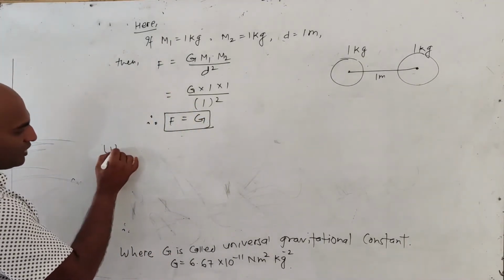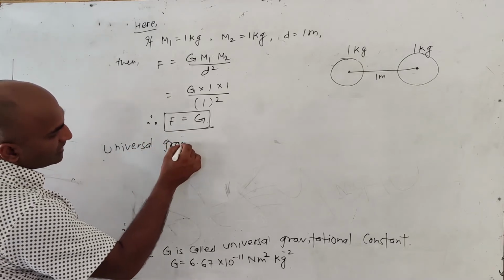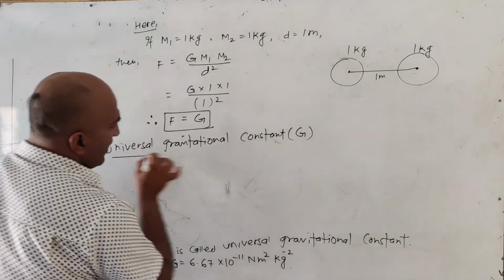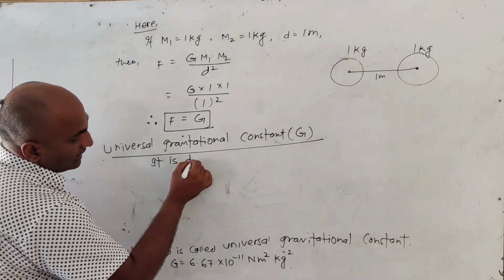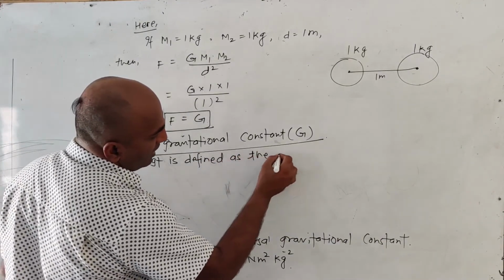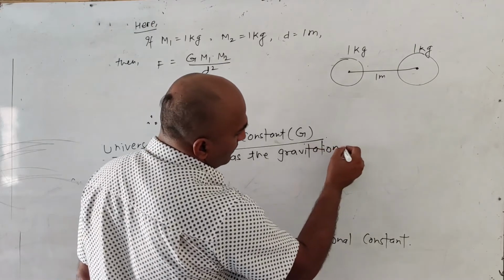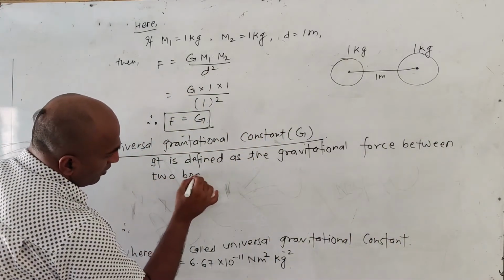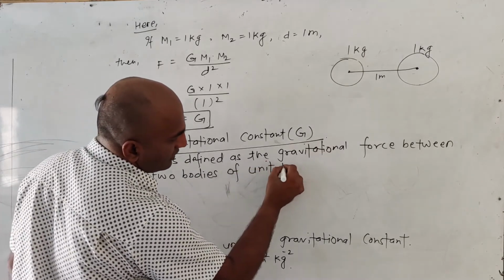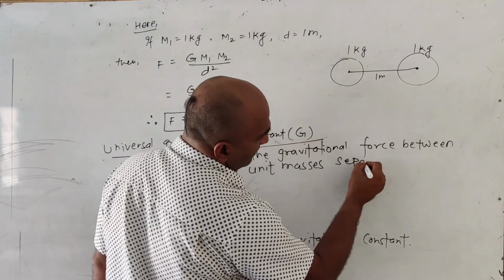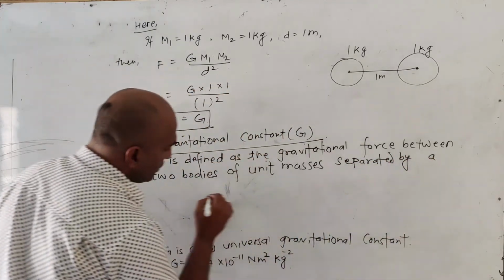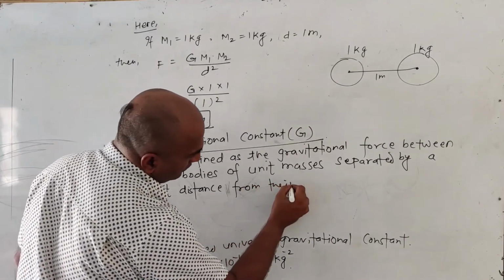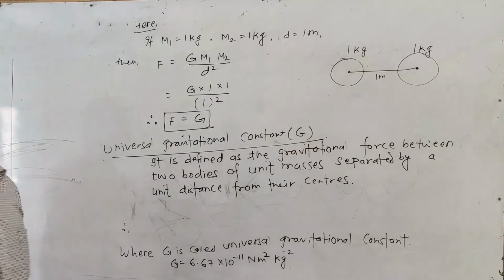Now, you can write: universal gravitational constant. It is defined as the gravitational force between two bodies of unit masses separated by a unit distance from their centers. In this way, we can define capital G.